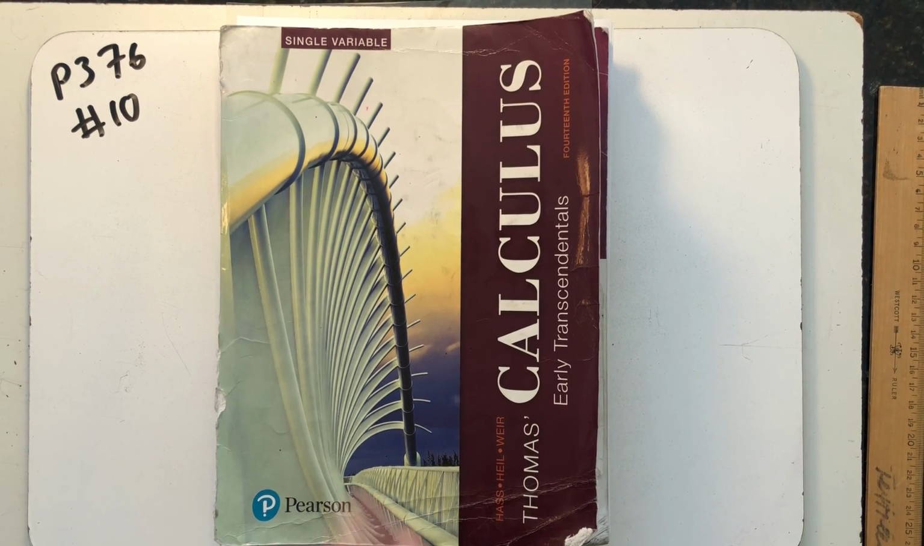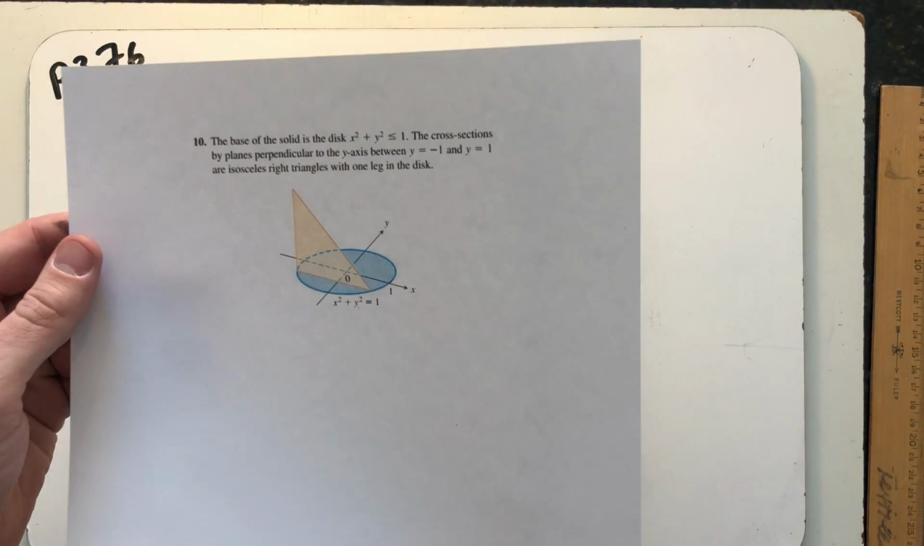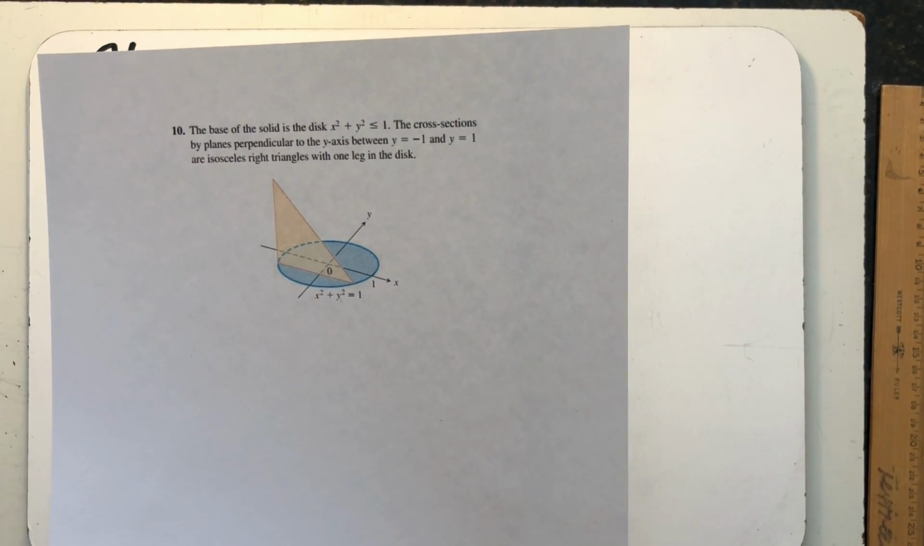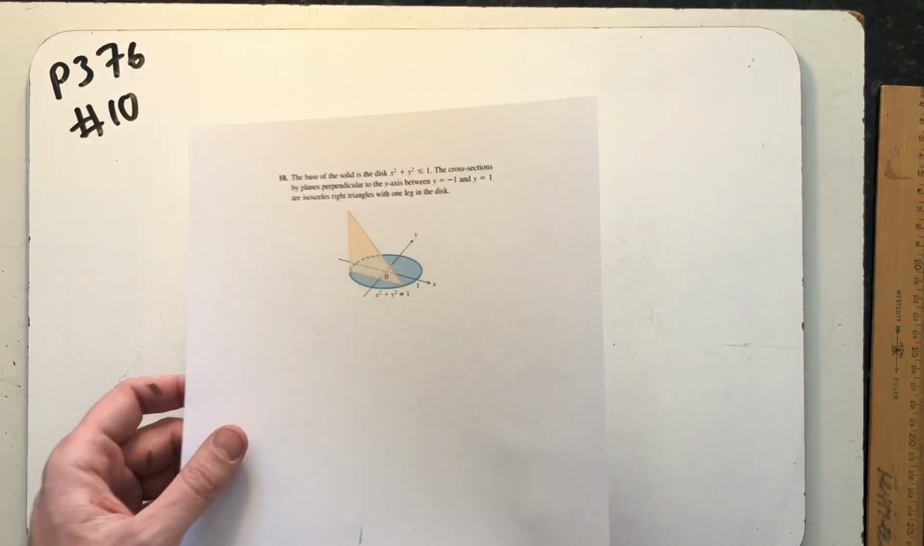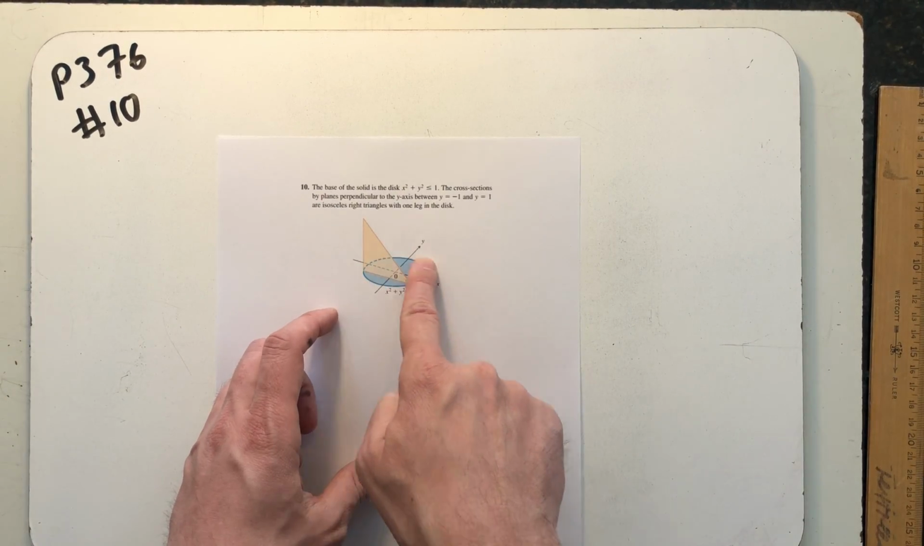Let's find another volume. This example is going to come from page 376 of our textbook, problem number 10. In this problem, a solid is described to us. The base of the solid is the disk, x squared plus y squared is less than or equal to 1. So this inequality is telling me to take all the points on the inside of the unit circle, shown here in blue.